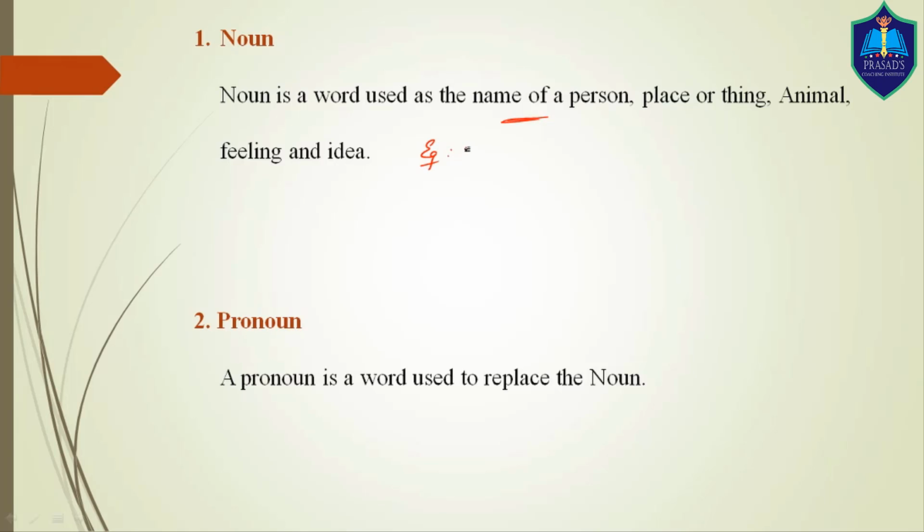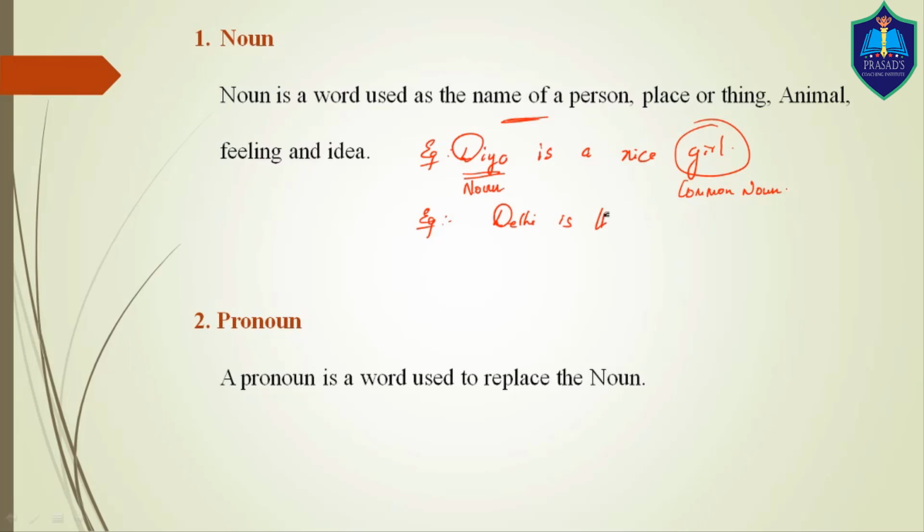The first example is: Diya is a nice girl. Here Diya is a name and hence Diya is a noun, and girl is representing a common noun here. We have different types of noun, and we shall discuss this separately in a detailed session. So Diya is a name and hence it is a noun, and girl is a common noun. Let's take one other example: Delhi is the big city. Here Delhi is the name of the place and hence it is a noun, and city is also under common noun. So we are done with the noun.